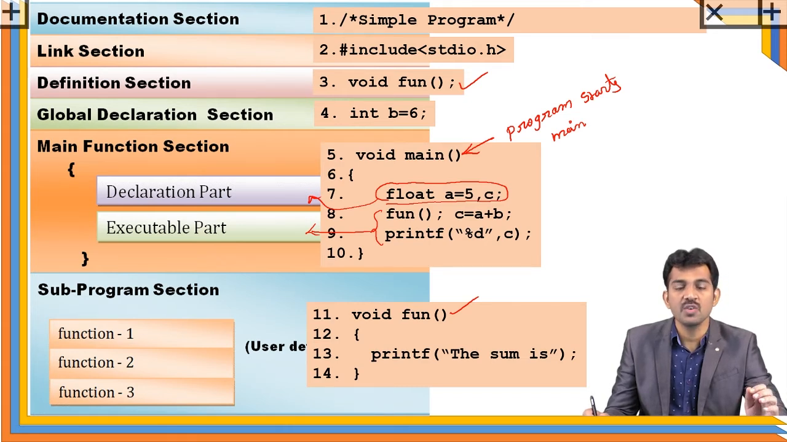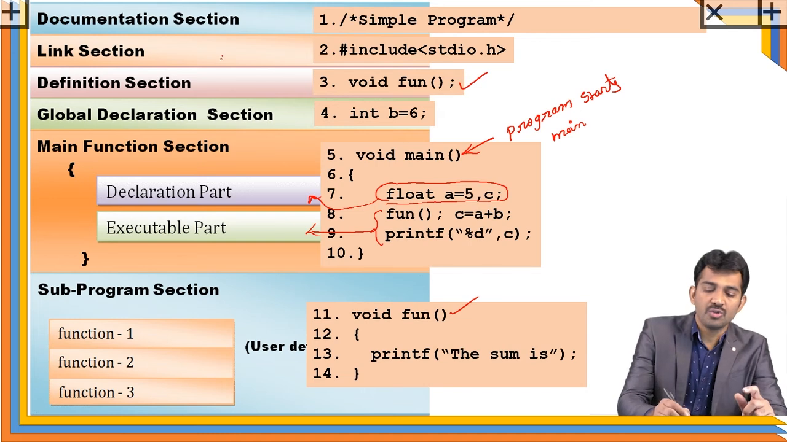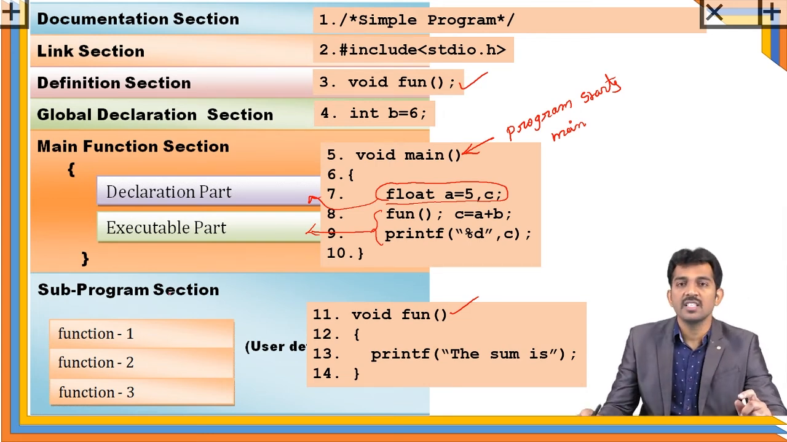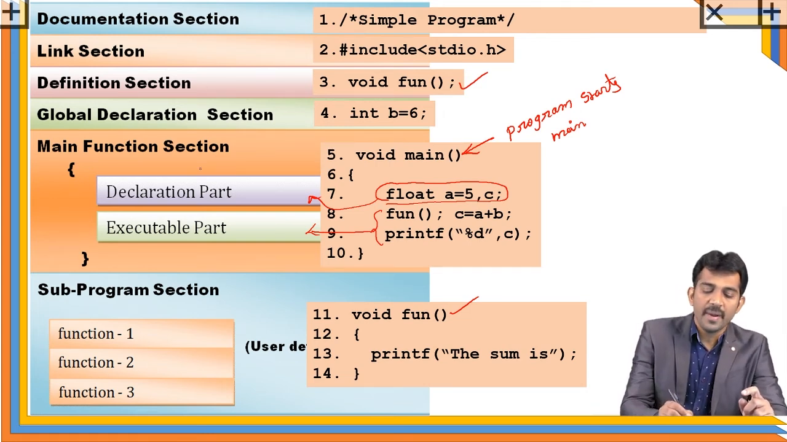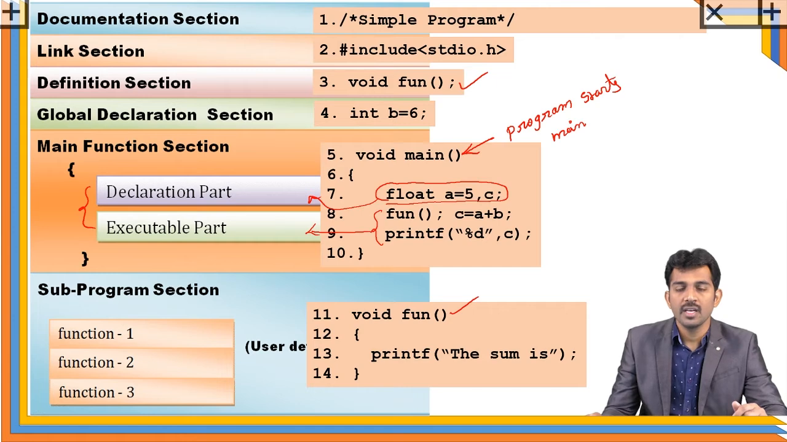You just understand what the structure of a C program is. This is the structure of a C program. See, 1, 2, 3, 4, 5, 6: 6 divisions. And the main function contains again two parts, declaration part and executable part. Is this clear?